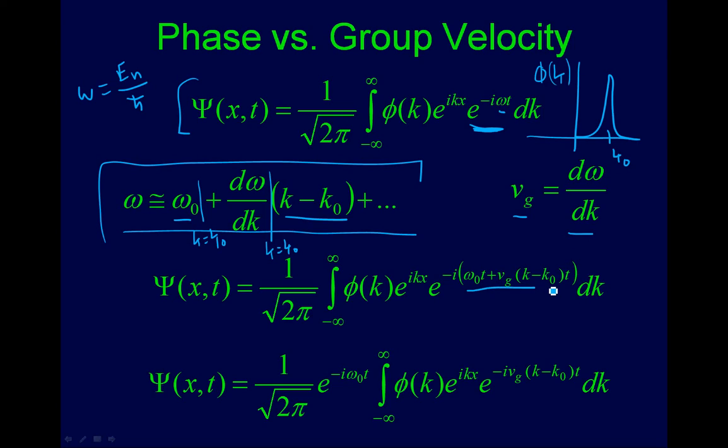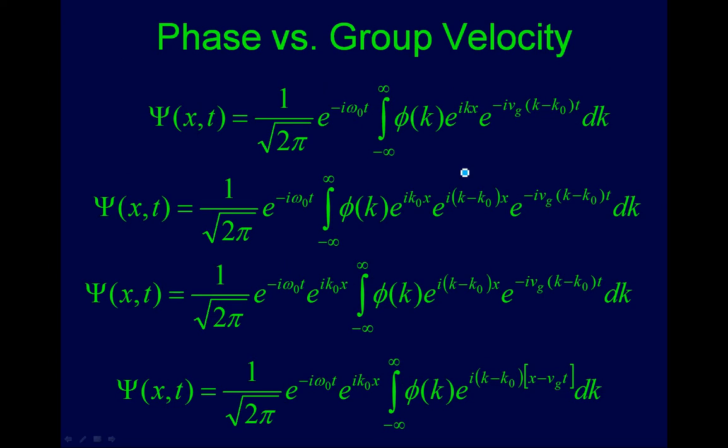And so he plugs this in for the omega times t. So omega naught times t plus v g times k minus k0 times t. And then he massages these different terms. The first thing he realizes is that you have e to the i omega naught t. That does not depend on k, so I pull it outside and try to forget about it. Next, he writes it out like this. Now he adds a very special 1. He says e to the i k naught x times e to the negative i k naught x is equal to 1. So he introduces it here.